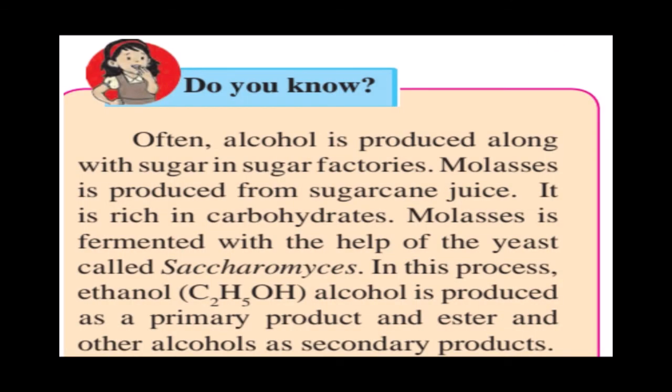Often alcohol is produced along with sugar in sugar factories. Molasses is produced from sugarcane juice. It is rich in carbohydrates. Molasses is fermented with the help of yeast called Saccharomyces. In this process, ethanol alcohol is produced as a primary product and esters and other alcohols as secondary products.